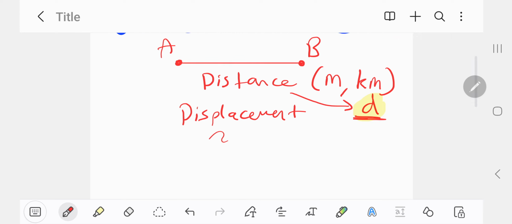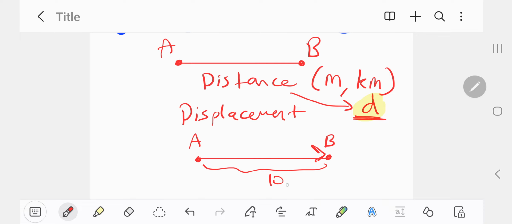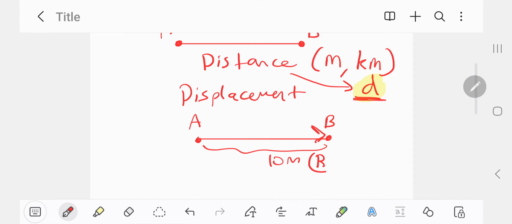Displacement is how far you are from your starting point. So suppose this is point A. Let's suppose I go from point A to point B, and then I go back to point A. My displacement is 0 because my starting point is A. When I go and come back, my displacement hasn't changed. However, let's suppose I go from point A to point B and I stop at point B. Let's suppose this distance here is 10 meters. Then my displacement is 10 meters to the right.